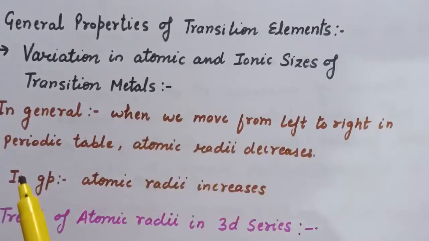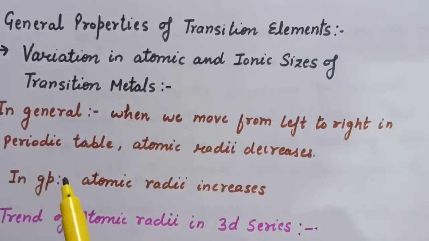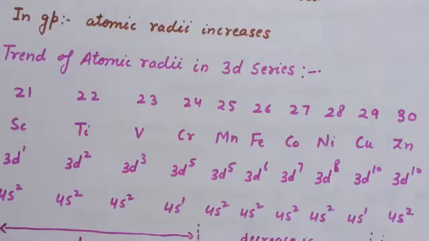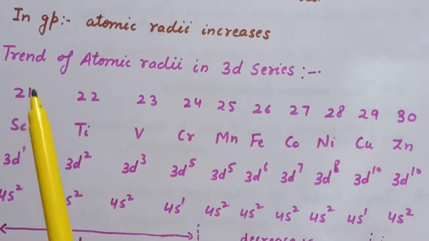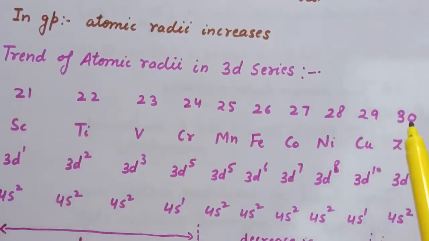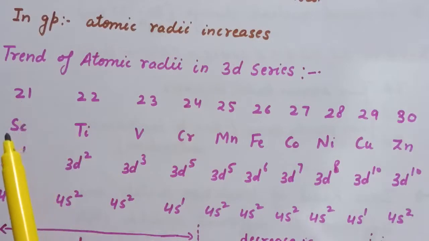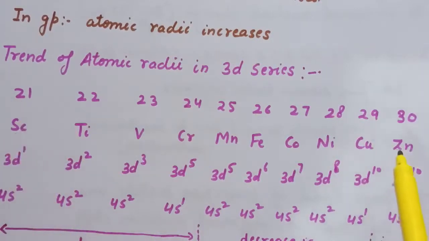And when we move from top to bottom in a group in the periodic table, the atomic radii increase, because when we move from top to bottom in a group, addition of a new shell takes place, and due to increase in the number of shells, the atomic radii increase. Now we will discuss the trend of atomic radii in the 3d series, that is the first transition series. So the first transition series starts from atomic number 21 and ends at atomic number 30. That is, the first element is scandium and the last element is zinc.